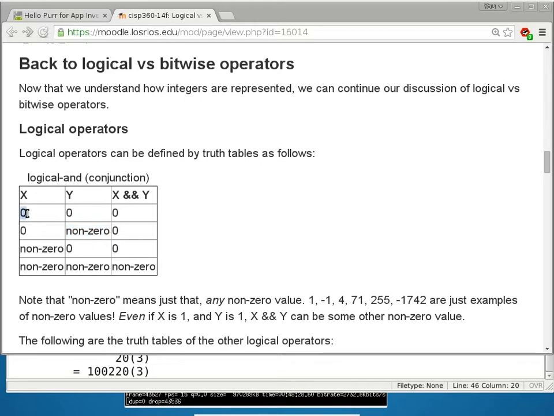Because now we have false and false is false. False and true is false. And then we have true and false being false. And then the only time you have a true as a result is when you have true and true is true. Okay, so it's basically the same kind of Boolean table for conjunction, except in this case we have zeros versus non-zeros instead of true and false.